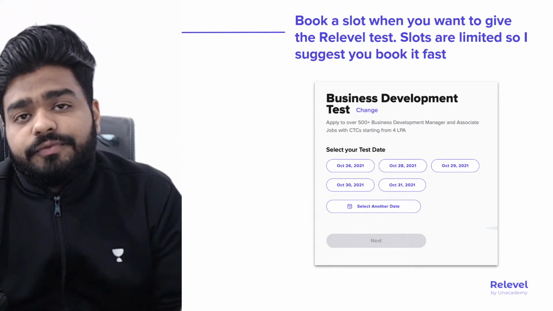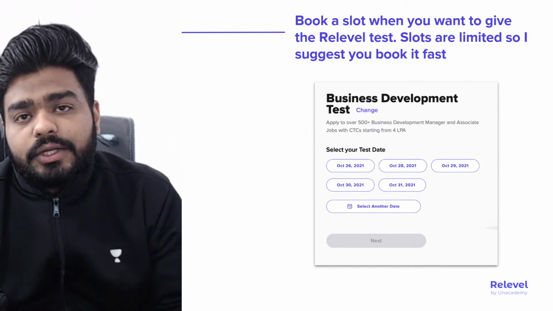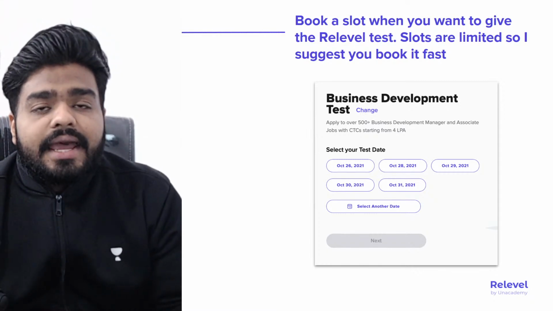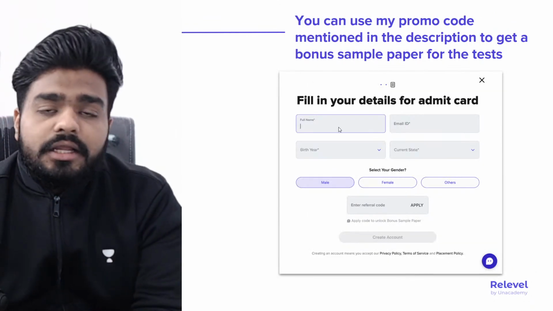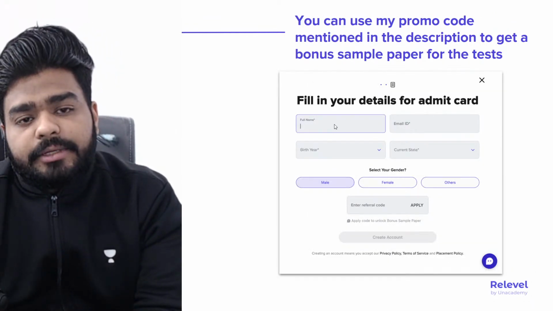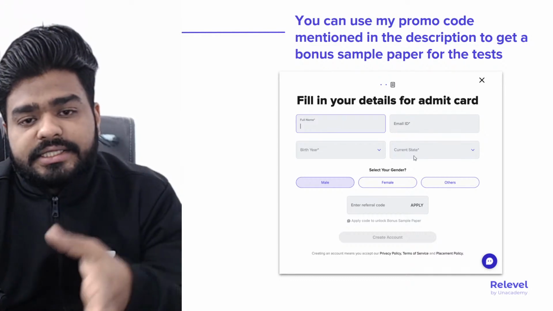So choose the free date whenever you're free and you are ready to give the test. Choose that day and give the test. Slots are limited, so I suggest you to book it fast. Now, once you do that, you have to fill in your details for the admit card. So full name, email ID, birth year, current state, and then gender.